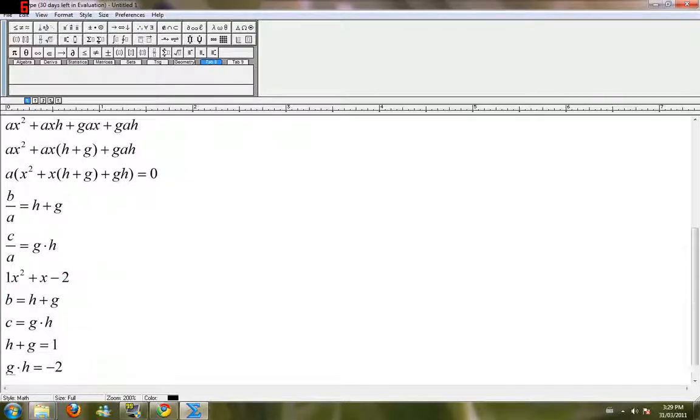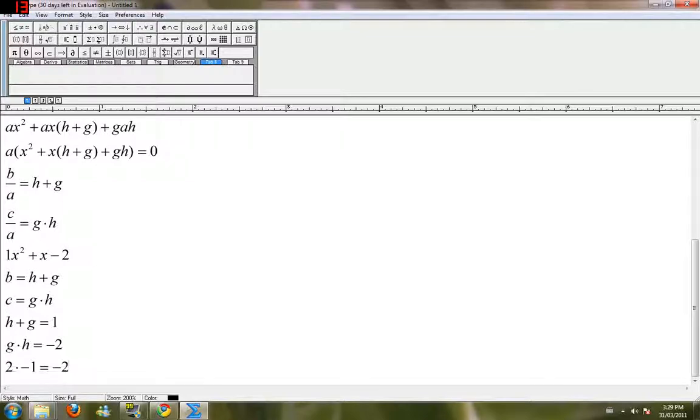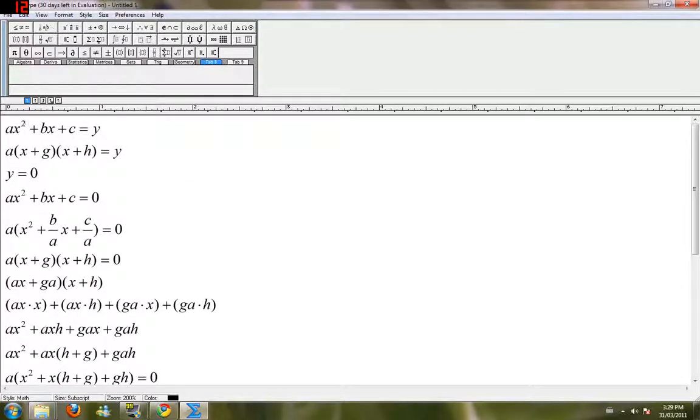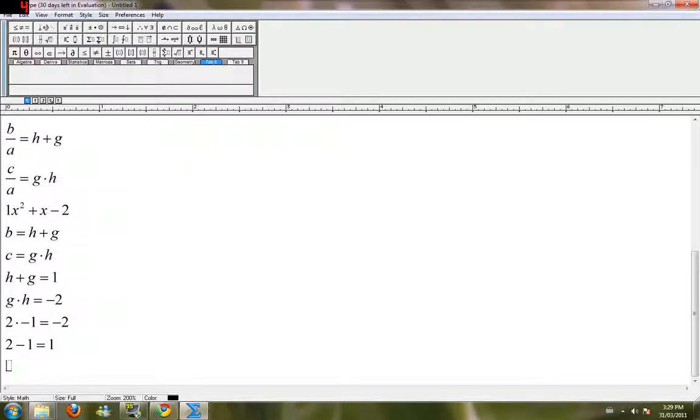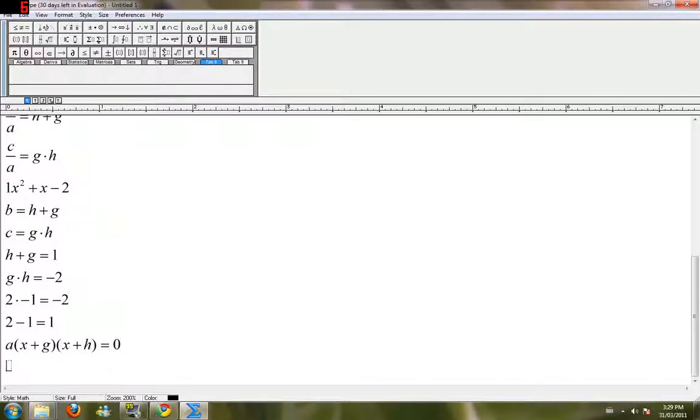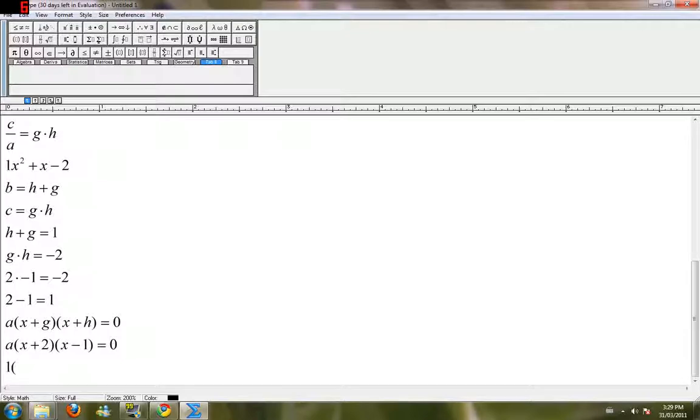So I know that 2 times negative 1 is equal to negative 2, and I know that 2 minus 1 is equal to 1. And that gives us our g and our h, since it works out to find b and c. So we can just go back to this equation over here and plug in our g and our h. Our g, which was 2, and our h, which was negative 1. And then we plug in our a, which is 1, which we can just omit, and we're left with that, and that is a simplified form.